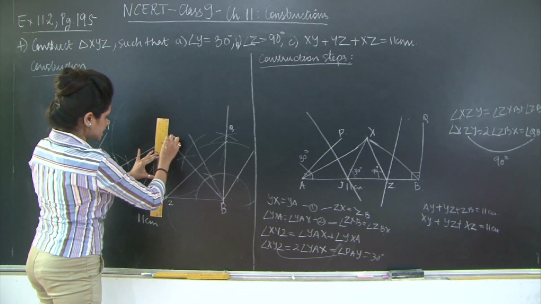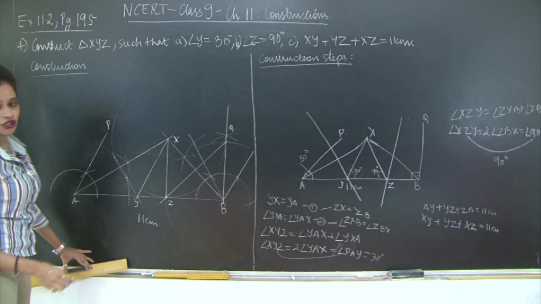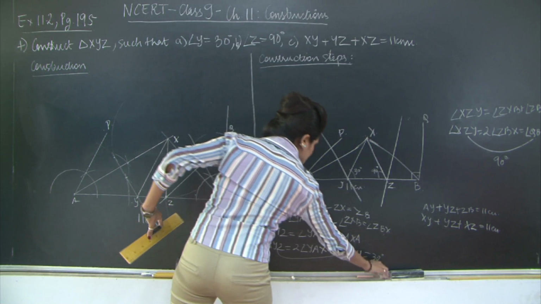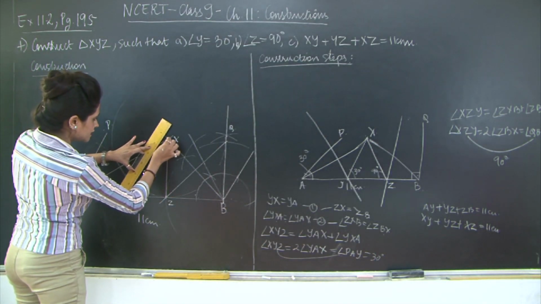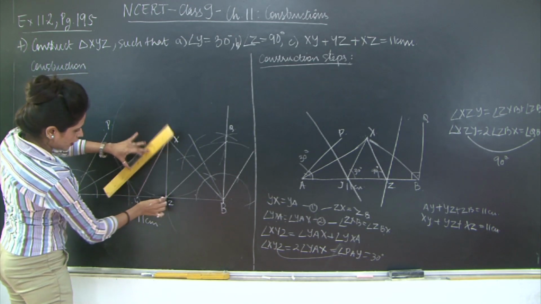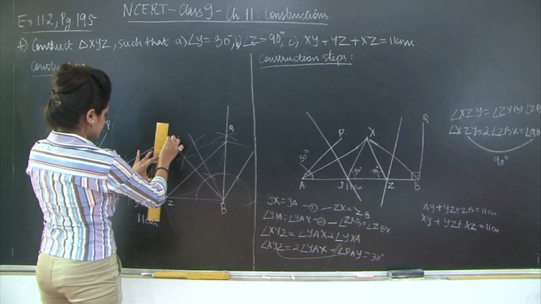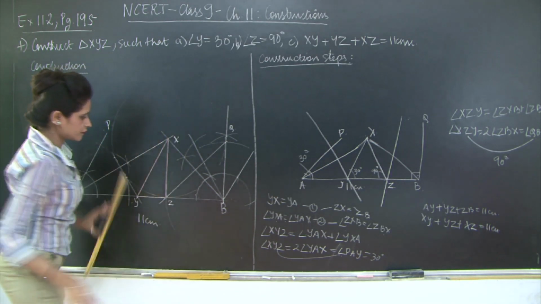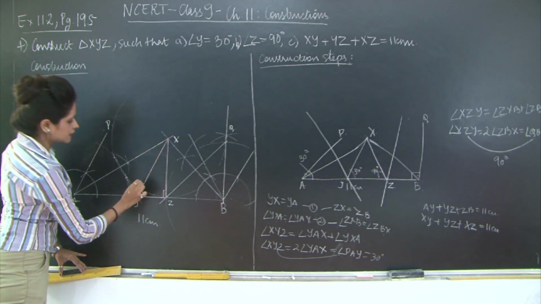So Z is intersecting AB, or Z is a point on AB. So this triangle of mine XYZ is the required triangle. If you notice, we drew such a large triangle, but the actual triangle is really very tiny. It is here: XY, YZ and XZ. Right? So this angle is 90 degrees. This angle is 30 degrees.